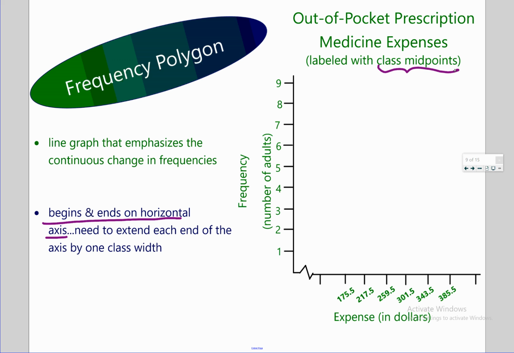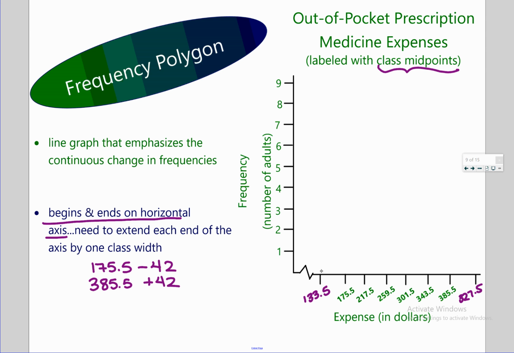Remember, our class width was 42 for this problem. So I'm just going to take 175.5, my lowest midpoint, and subtract 42. And then I'm going to take 385.5 and add 42. That's going to give me a number before and after my data ended, so it ensures I'm going to be at a 0. All right, so 175.5 minus 42 gives me 133.5. You can fill in that one. And then if I do 385.5 plus 42, I get 327.5.